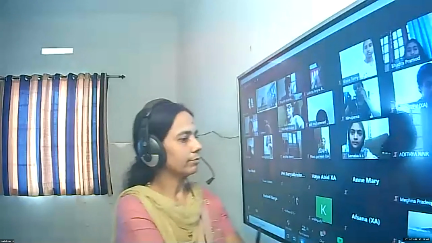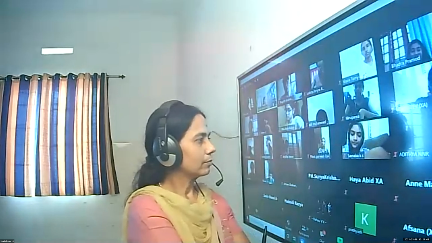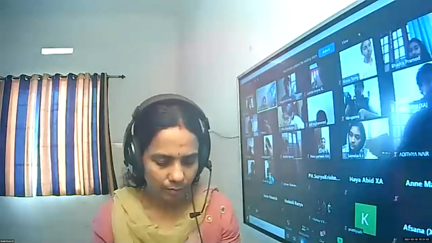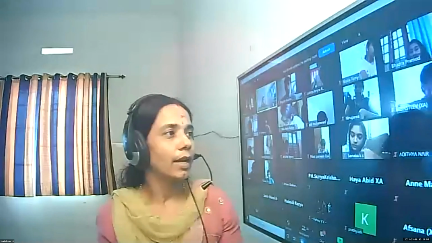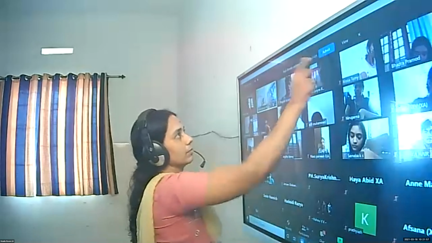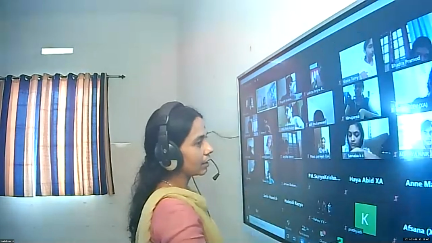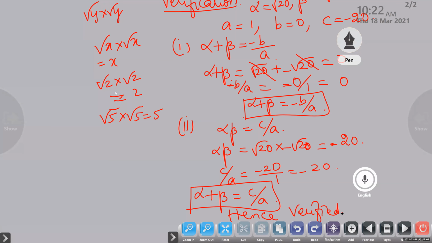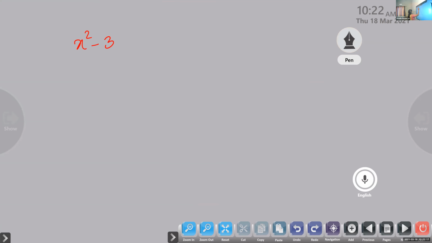Write the next question. X square minus 3x. Is it clear, Ashik? Yes, ma'am. X square minus 3x. This is the polynomial. So you are going to solve it. I'm not going to solve it. You are going to solve it.